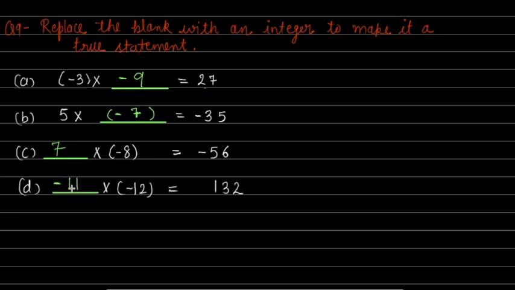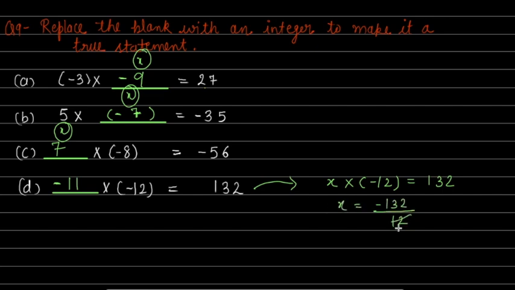So this was question number 9. I'll explain another way. Suppose with this question you are not aware that 11 into 12 is 132. So what we can do, x into minus 12 is equal to 132. So for any case here we can assume it as x to calculate the value. Now x will be how much? 132 upon 12. 12 ones are 12, 12 ones are 12, this minus sign as it is, and 12 ones are 12. So minus 11, right?